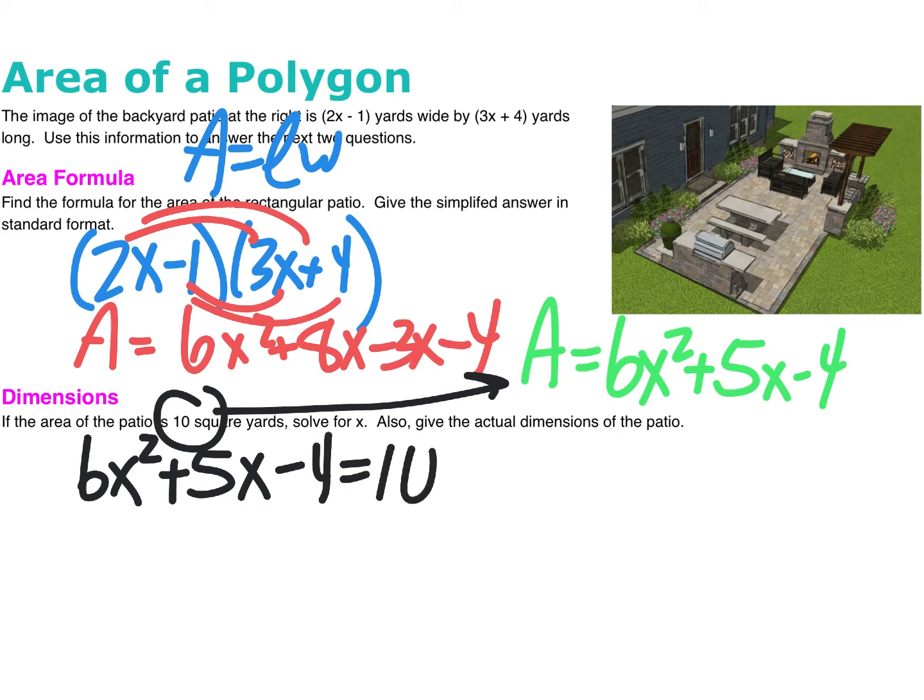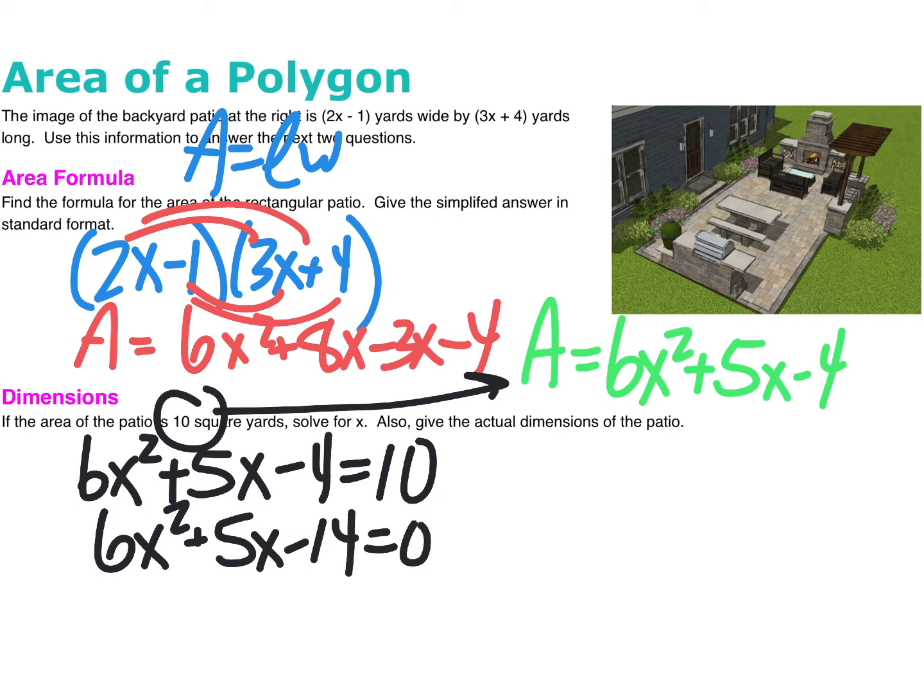Now to solve this, this is a review question from Algebra 2. This is a quadratic, but before we solve a quadratic, we need to get everything on one side. Let's subtract 10 from both sides, which is going to get us 6x squared plus 5x minus 14 equals 0. Now this is quadratic. You can solve it a variety of ways. We could try to factor it and see if it's factorable. If it's not, we could do quadratic formula. Now for this one, it actually should be factorable.